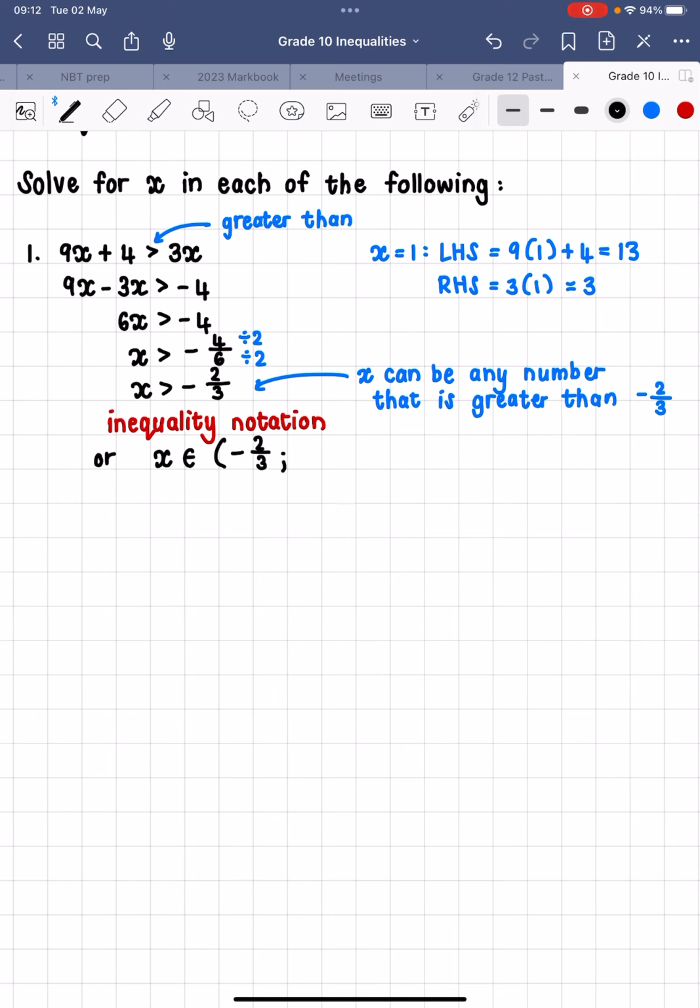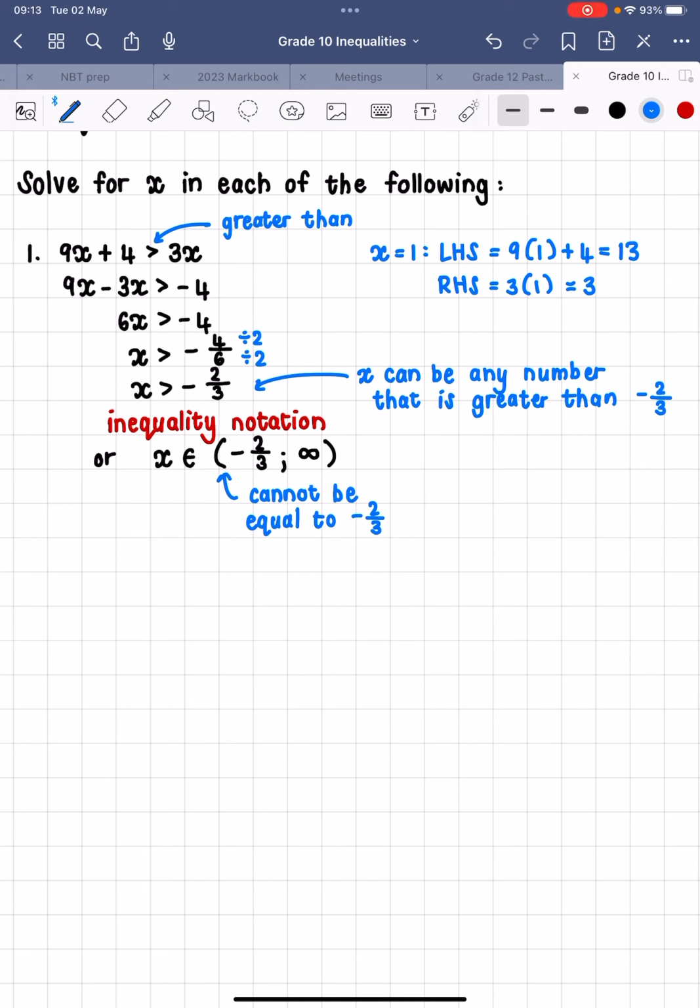And then, guys, if it can be any number bigger than negative 2 over 3, is there any limit on that? No. So we're going to say infinity, and then again a round bracket for that. So I'm just going to make some notes here. That round bracket, because it cannot be equal to negative 2 over 3. And guys, that will be given in the question. If in the question there was a line underneath that symbol, then it could be equal to.